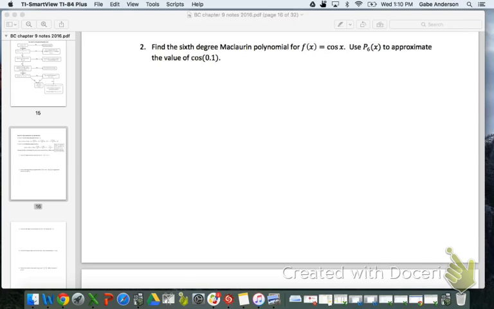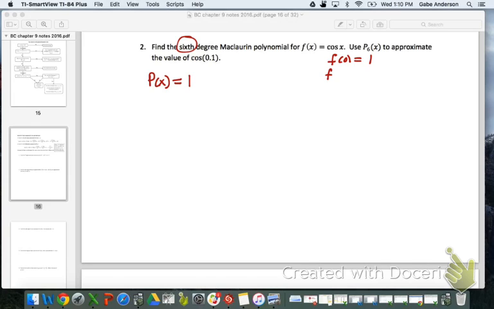So here we go. It says 6th degree. So 6th degree, of course, means x to the 6th is our highest power. The first thing we're going to write here is p of x equals, and our first term is going to be f of 0. So I'll just write these over here. f of 0 is equal to cosine of 0, which is 1. So again, just using the Taylor and the Maclaurin construct for these polynomials. So our first term is 1.